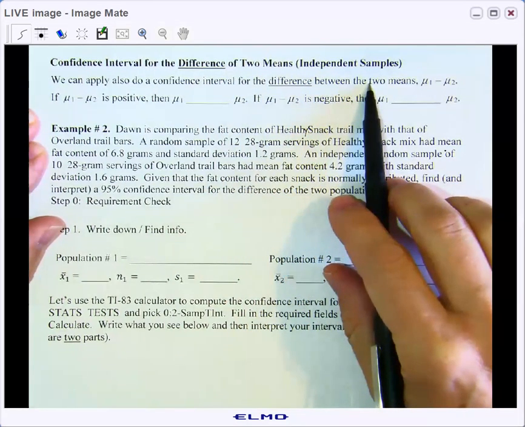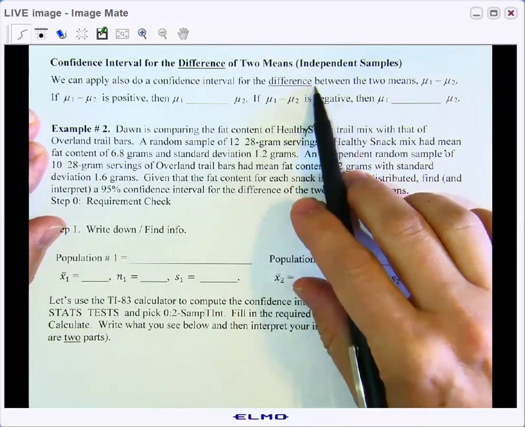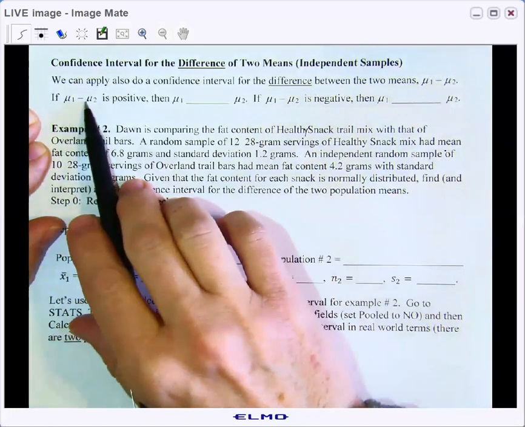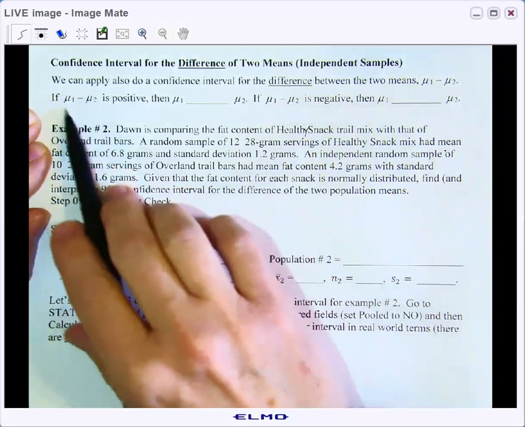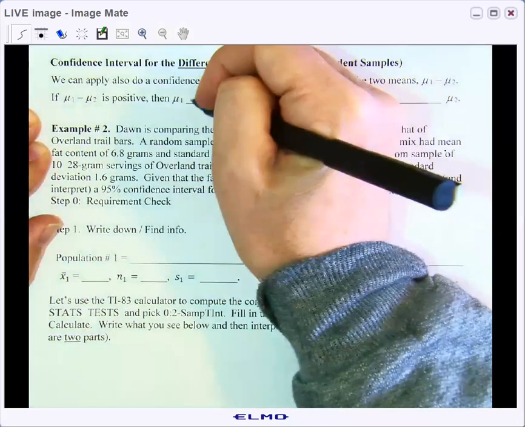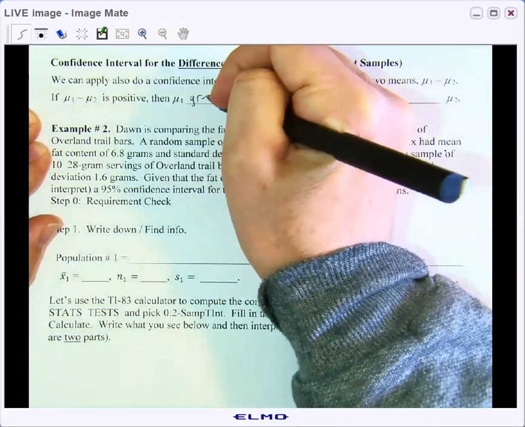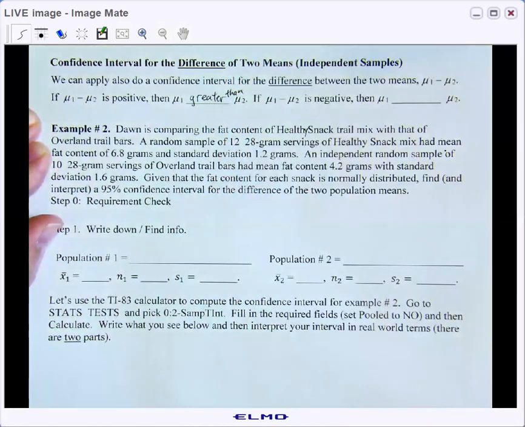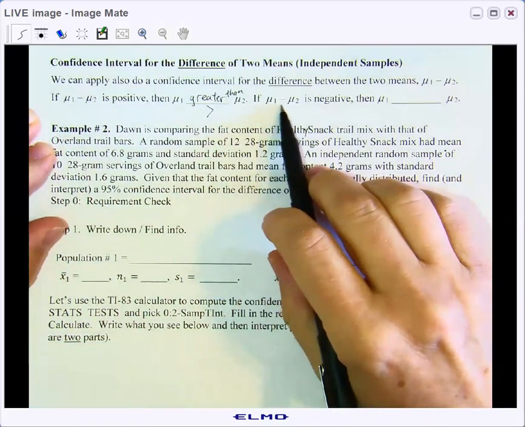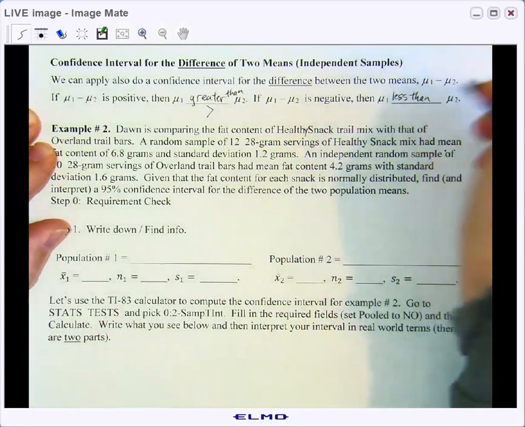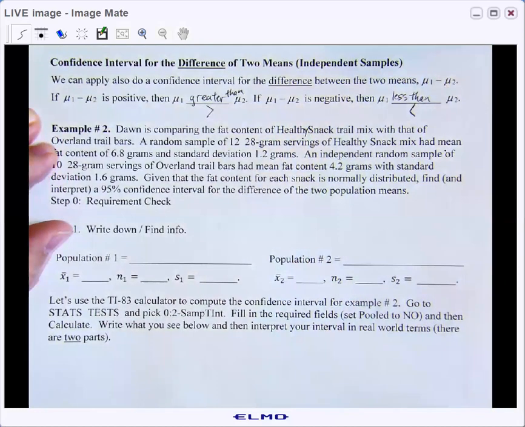If we have two means and find the difference, the subtraction of them, we're going to do mu1 minus mu2. If mu1 minus mu2 is positive, the only way that can happen when I subtract and get a positive number is if the first number is higher than the second one. So if mu1 minus mu2 is positive, then mu1 is greater than mu2. We might use the simple greater than symbol. Similarly, if mu1 minus mu2 is negative, then mu1 is less than mu2, and we'd use the less than symbol.